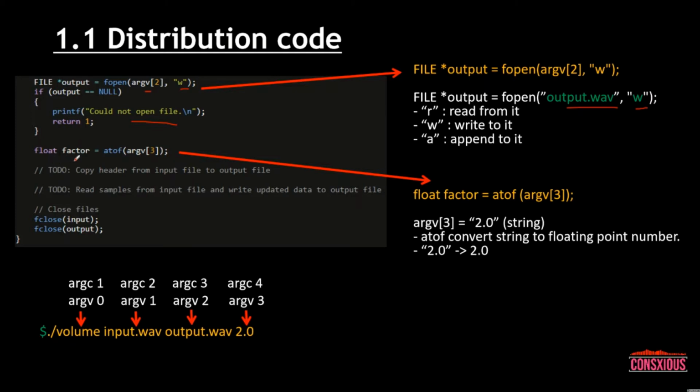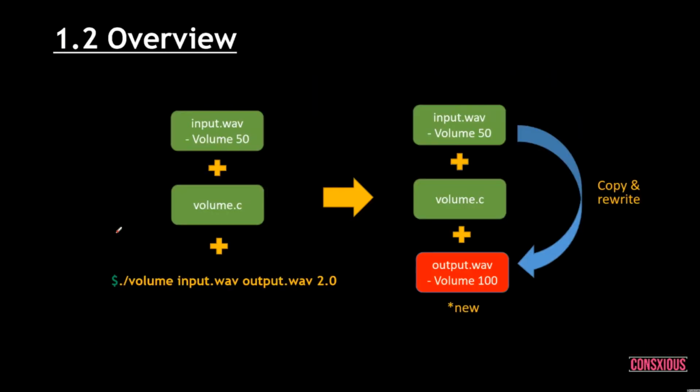Next we declare a float factor, a variable factor here. So atof of argv[3]. argv[3] is, you can see here, the 2.0. So why do we need to convert this to a floating-point number? Basically, argv[3] is a string, so we need to convert it to a floating-point number here. Then at last we fclose the input and the output. So this is the overview.